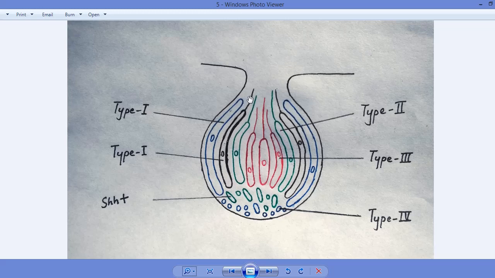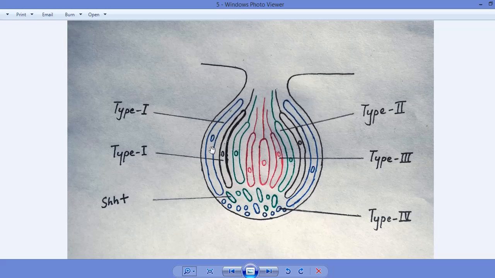This is responsible for the detection of taste. This is the type 2 cell, which is also responsible for the detection of taste, and this is the type 3 cell, which is represented by red color. This is also responsible for the detection of taste.